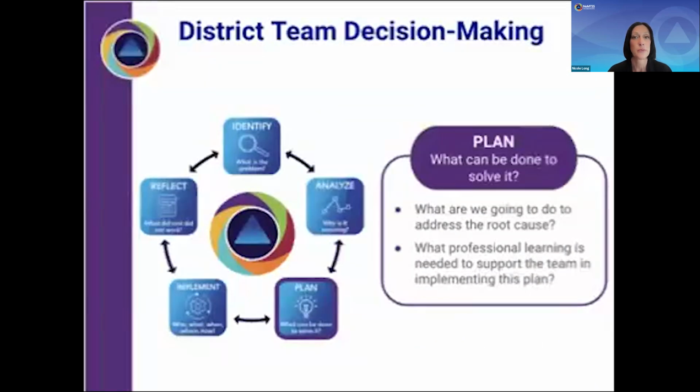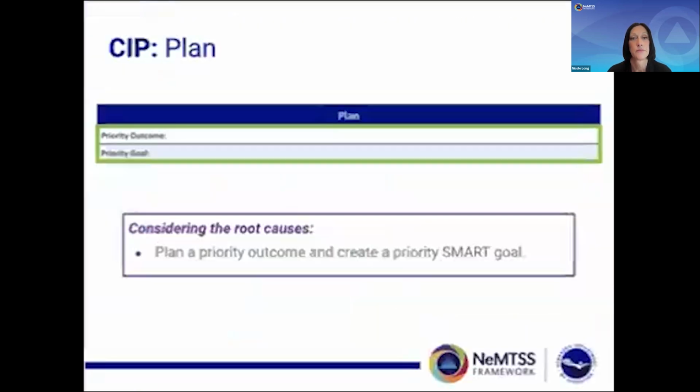Teams are now ready to start planning and address the prioritized gap, which includes starting to think about what professional learning is needed to support the team in the plan. Setting the direction and focus starts with creating the priority, outcome, and goal to achieve. Set a priority goal based on data that, if reached, the root cause of the precise problem statement will be eliminated. Ensure all existing district plans, focus areas, and/or initiatives are embedded and represented within the CIP goals to create coherence and sustainability.